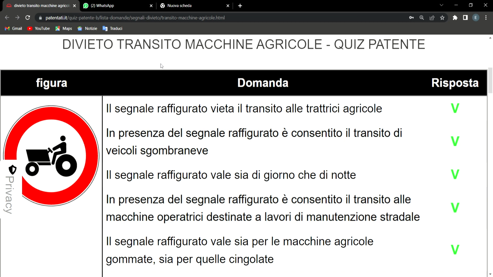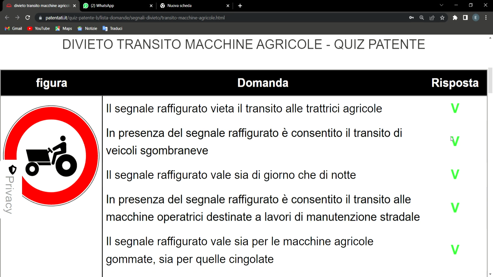So in this very video we shall be looking at the term divieto, transito, macchine agricole. Divieto, transito, macchine agricole.